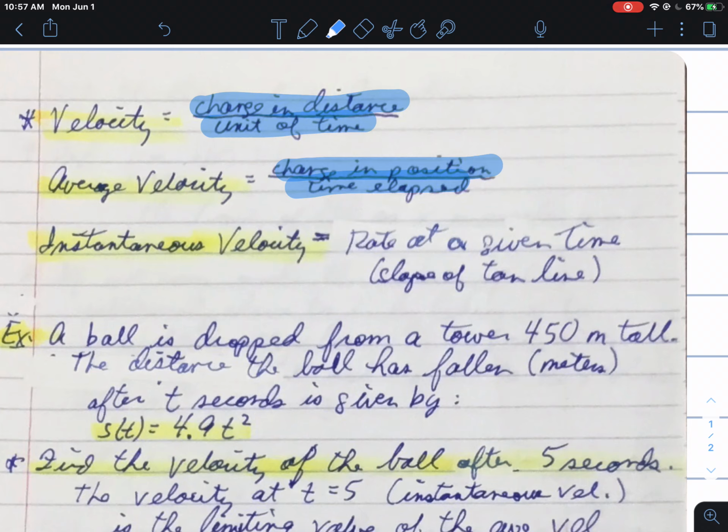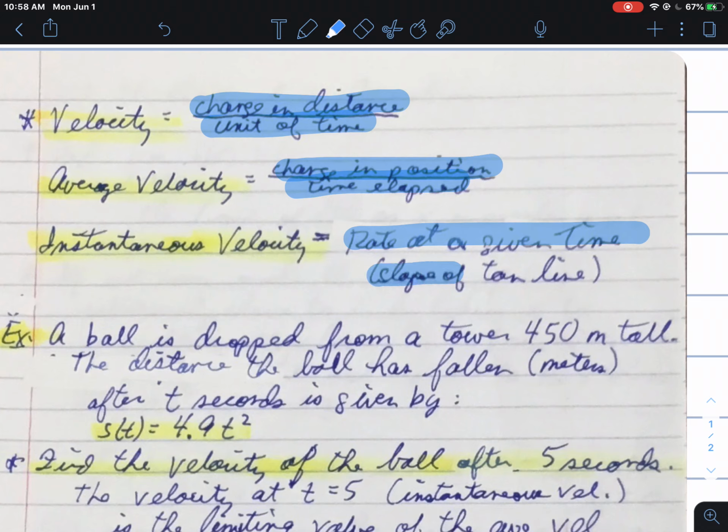Does that mean I was traveling 60 miles per hour at every point in time along the trip? Of course not. You're speeding up, you're slowing down, your velocity is constantly changing. Maybe you hit a steady velocity for some time interval, but at some point you're going to have to slow down or speed up. So it changes. So then we talk about our instantaneous velocity. What is the rate at a given time?